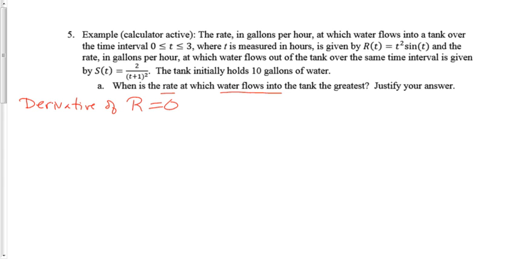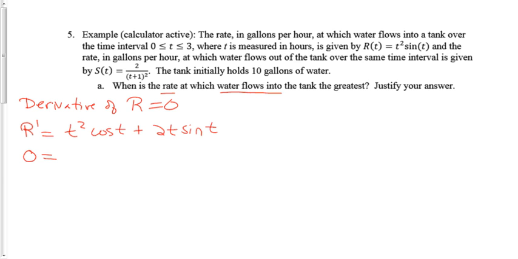So the first thing is I need to find the derivative of R. R prime is going to be a product rule. So why don't you right now go ahead and do the derivative of R, please. And the derivative of R ends up being this. Okay, product rule. And we want to know, well, when is this equal to 0?